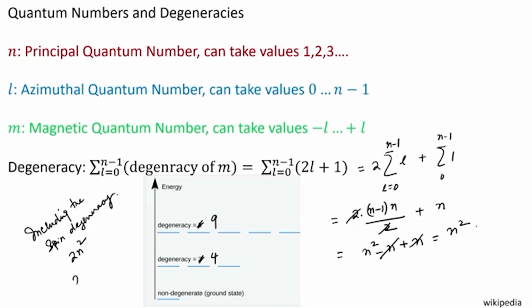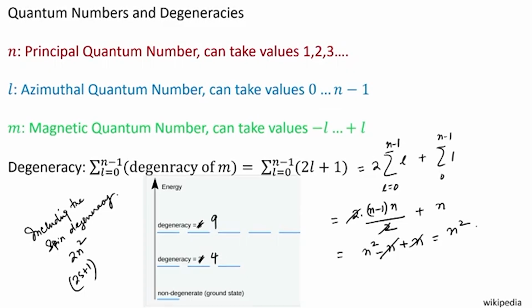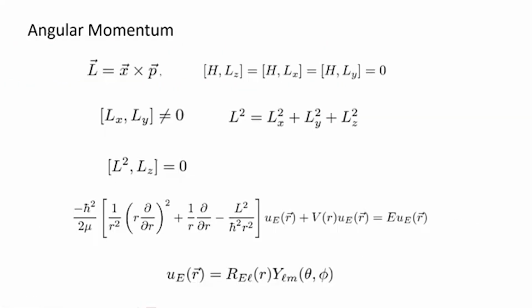Because this spin degeneracy brings in a 2s plus 1 factor, and because this electron has spin half, this factor of 2 comes out. So this becomes 2n squared. In fact, the degeneracy for the ground state is again non-degenerate, but then this is like 8-fold degenerate, and this is like 18-fold degenerate, and the next one would be 32-fold degenerate, and so on and so forth. Okay, so we are there with this angular momentum.